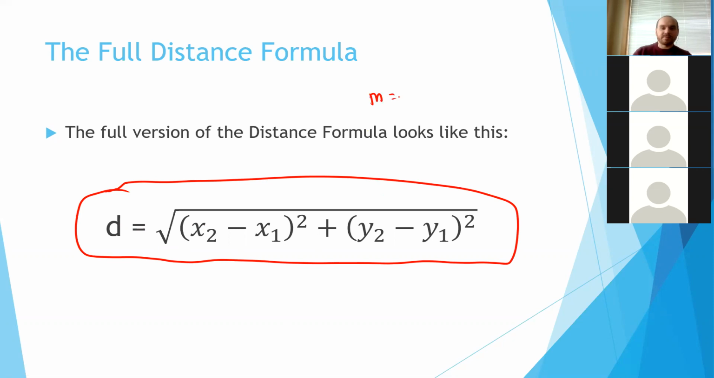So if you guys remember, we had the formula m equals y2 minus y1 over x2 minus x1. This is pretty much the same idea. It's just that you're using squares and square roots instead. So I'll give you all a second to write this down, and then we're going to try a couple problems with it. The first one I'll walk through, and then we'll see if you guys can do it.